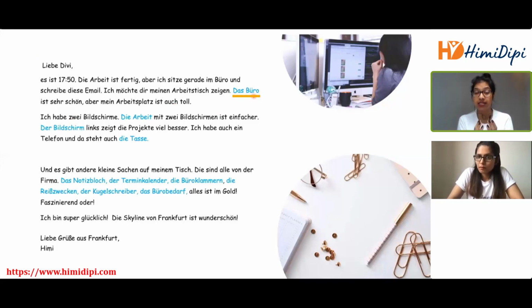Bureau means office. It has the article das. Das Büro. Die Arbeit. Arbeit means work or job, and it has the article die. Der Bildschirm. Bildschirm means screen, and it has the article der. So we are also seeing there are not just one type of article, there are different types of articles. And so on, there are das Notizbuch, der Kugelschreiber, das Bürobedarf. So in the next slide, we will explain to you in clearer words how many types of articles there actually are.